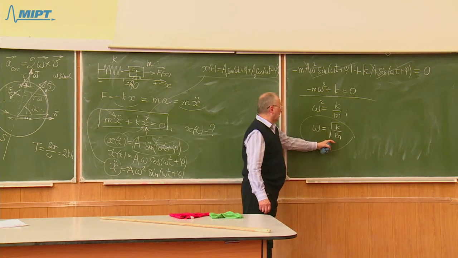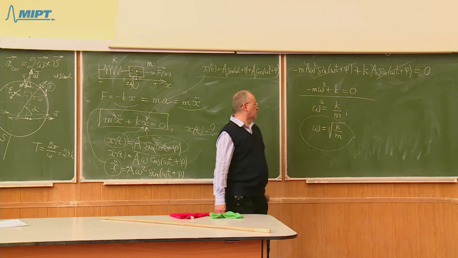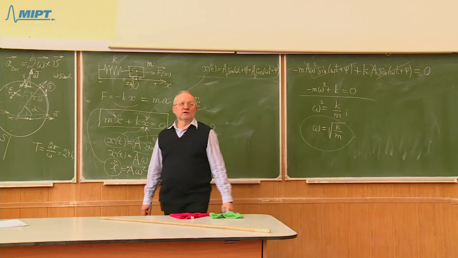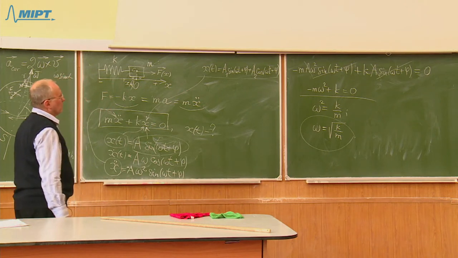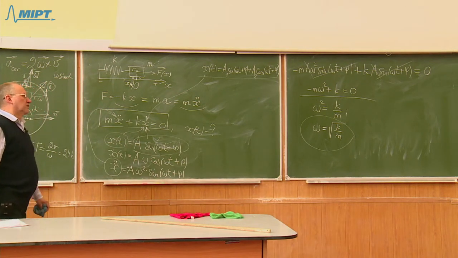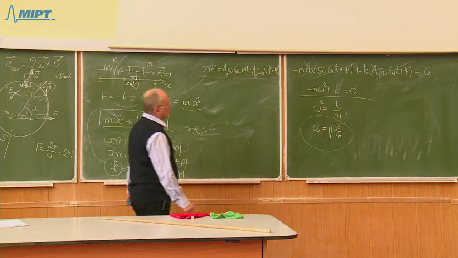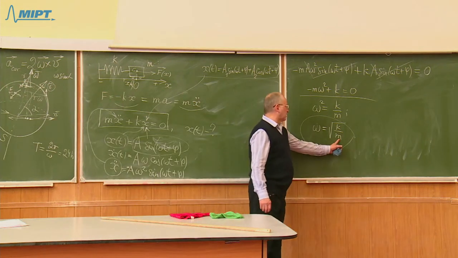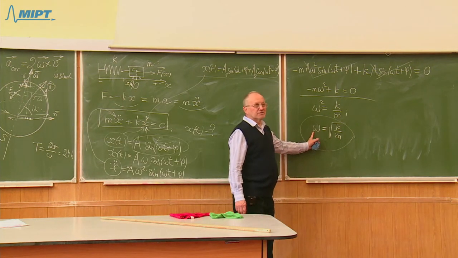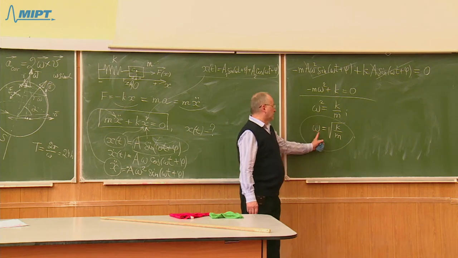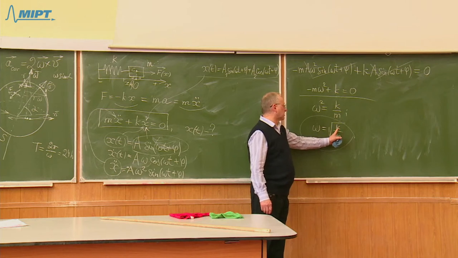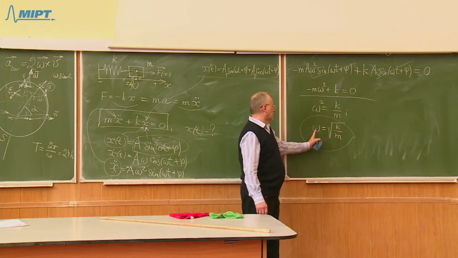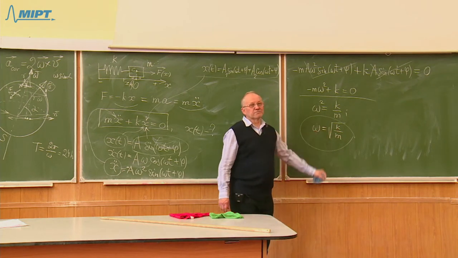It's defined by such a square root. It depends on the stiffness of the spring and the mass of the oscillating body. The larger the mass, the smaller is the frequency. And if you take a larger stiffness, a spring of larger stiffness, then you will have a larger frequency of vibrations.